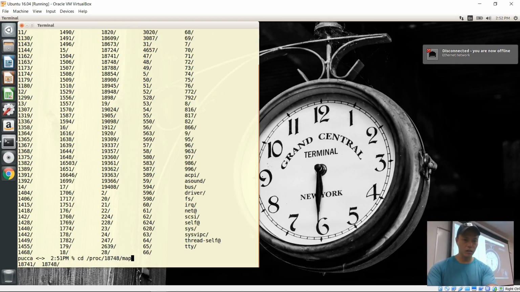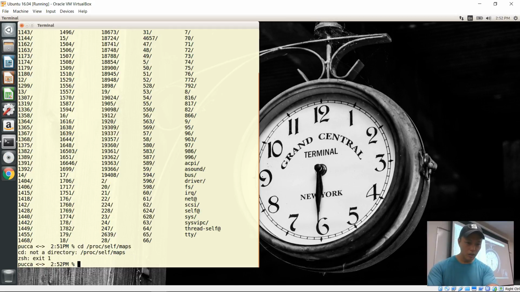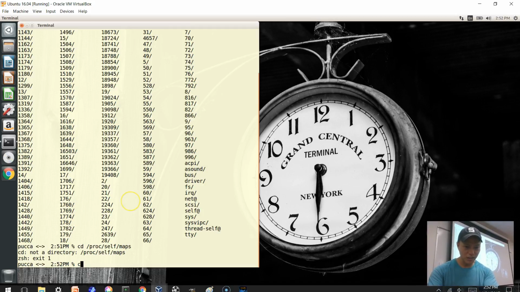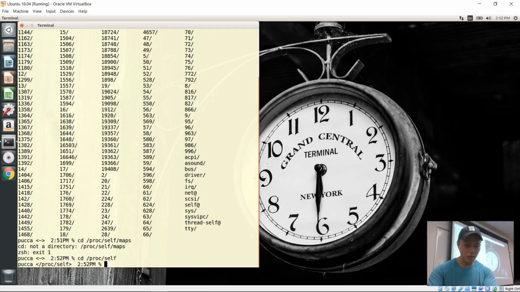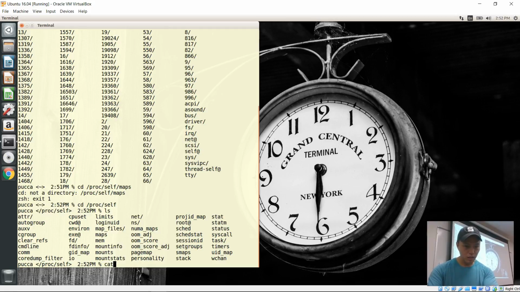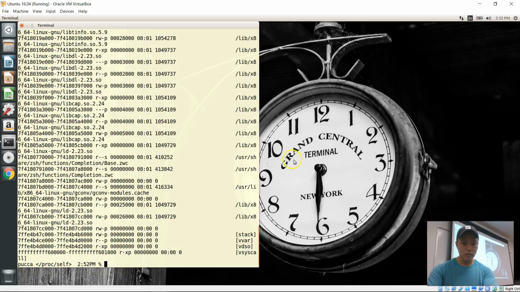Actually, I'll do proc self maps. That's not it. They changed it. Yeah. So this is the output of that command. Let me resize this.